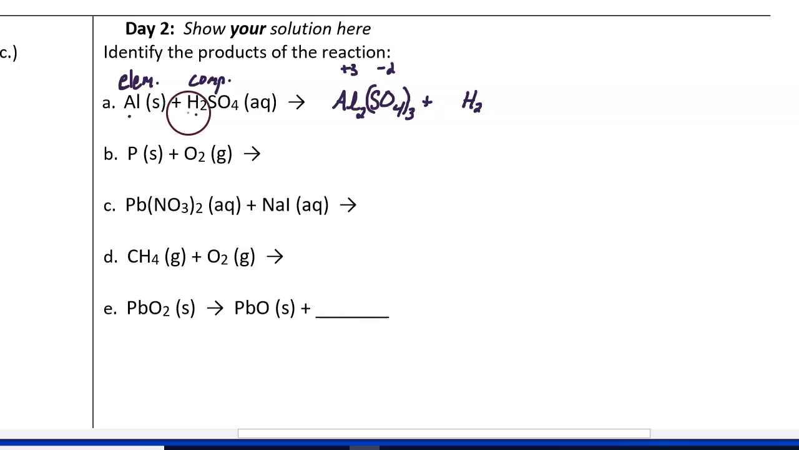This is not a balanced equation. For instance, this side has 2 aluminums and this side only has 1 aluminum, but nothing in the directions says that we have to balance the reaction.